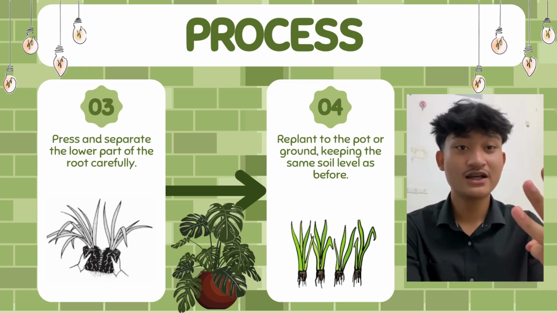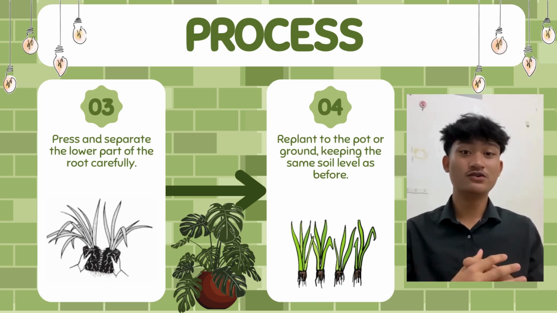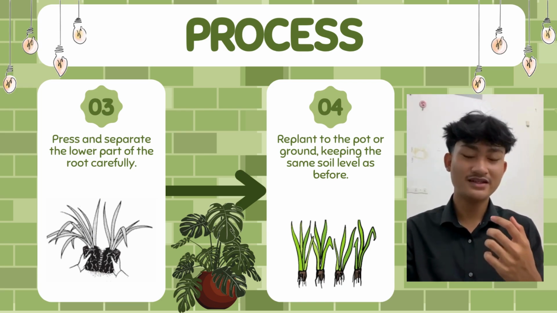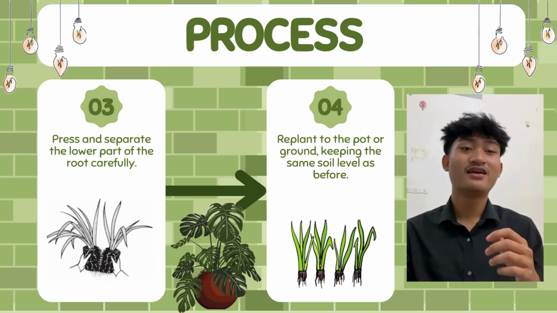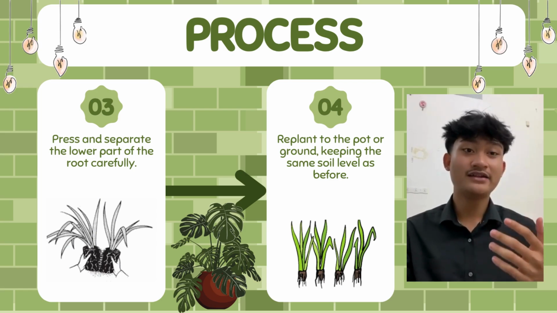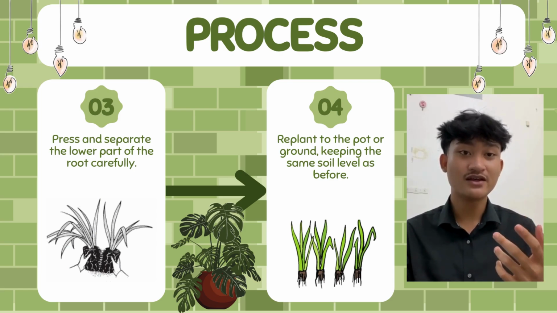So I will continue to explain the process of plant division. On step 3, we should press and separate the lower part of the root carefully, to encourage faster root establishment. When roots are properly divided, they can spread and establish themselves in the new soil more effectively.